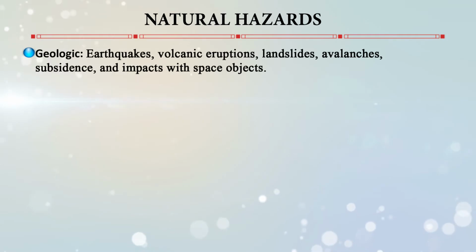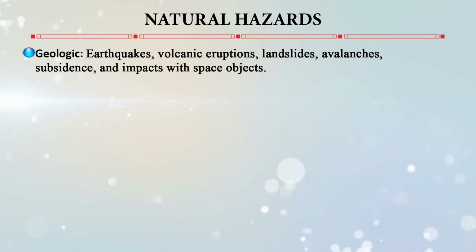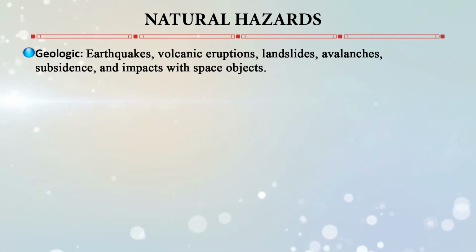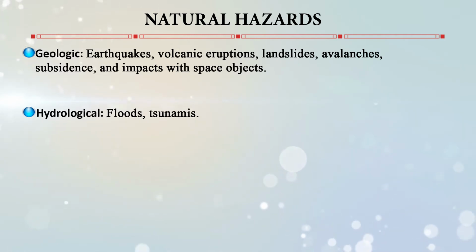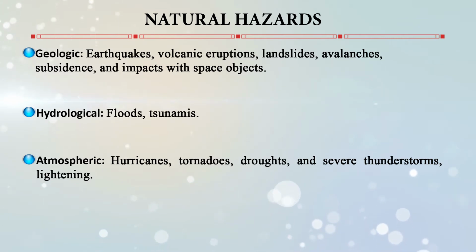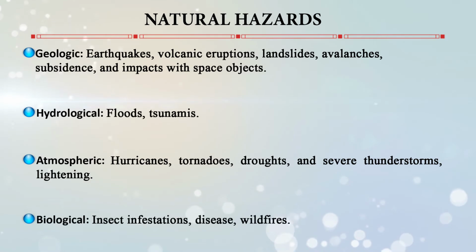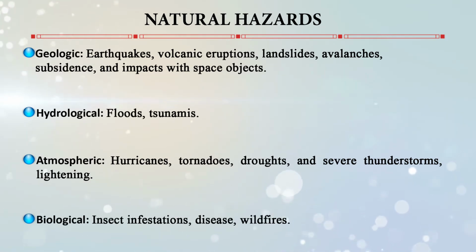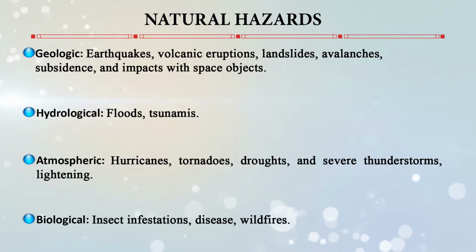Now in the natural hazards, we can classify them as geologic. The examples include earthquakes, volcanic eruptions, landslides, avalanches, subsidence and impacts with space objects. Hydrological, this could be floods and tsunamis. Atmospheric hazards include hurricanes, tornadoes, droughts and severe thunderstorms as well as lightning. Biological, insect infestations, disease and wildfires are some examples of biological hazards.